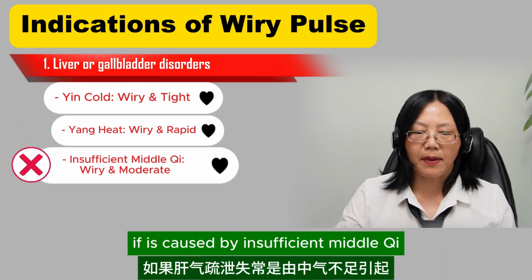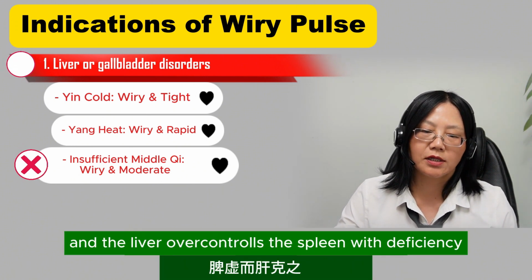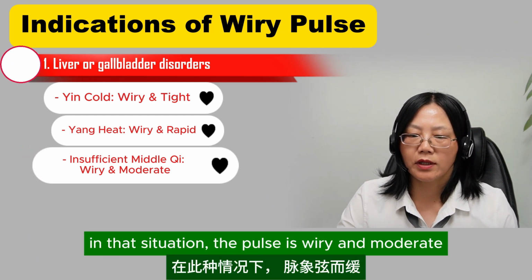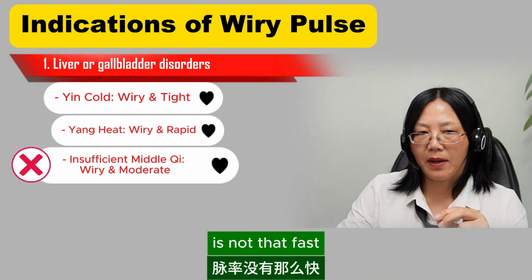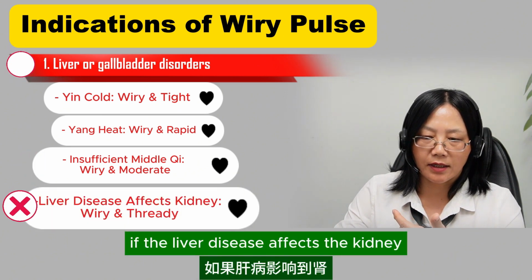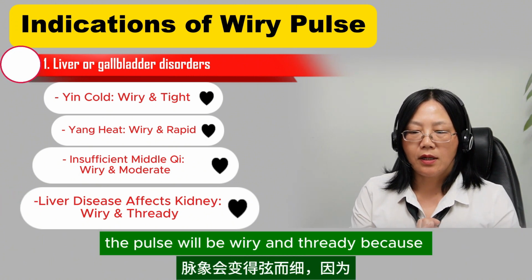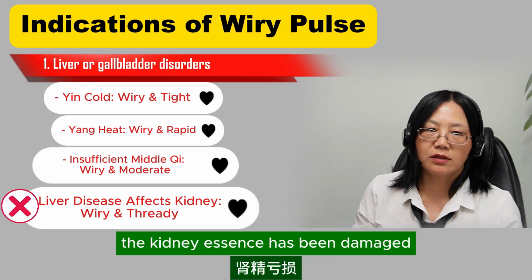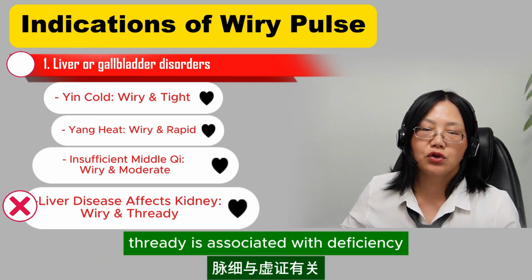If it's caused by insufficient middle qi, and the liver overcontrols the spleen with deficiency, the pulse is wiry and moderate. The moderate here is talking about the speed of the pulse not being that fast. If the liver disease affects the kidney, which is the root of the prenatal foundation, the pulse will be wiry and thready because the kidney essence has been damaged. There's a deficiency. That's why you see the thready, associated with deficiency.